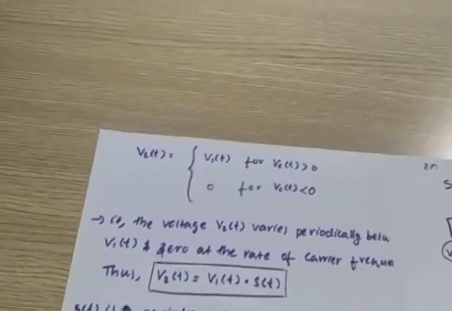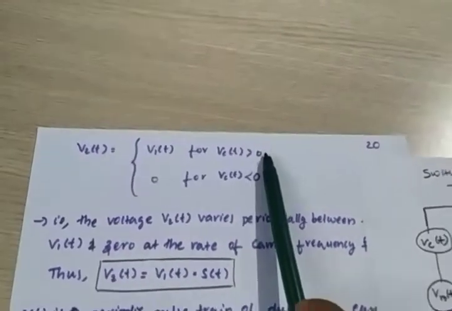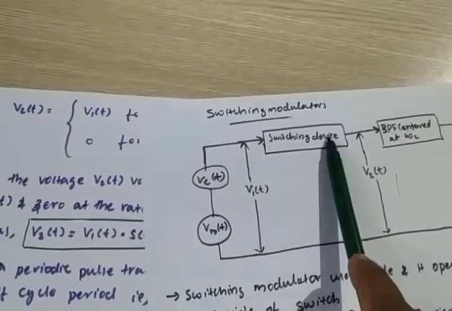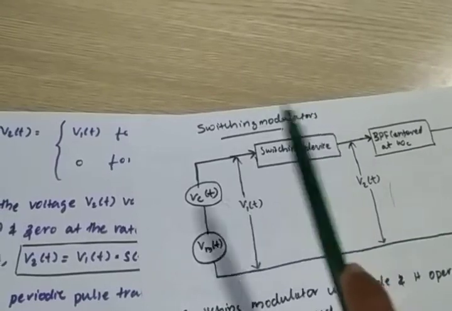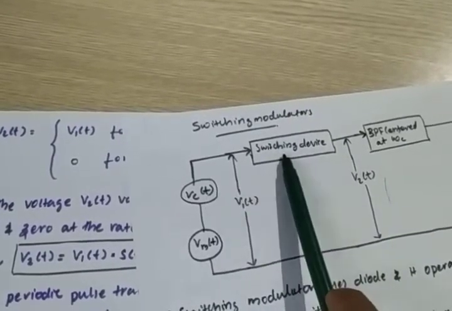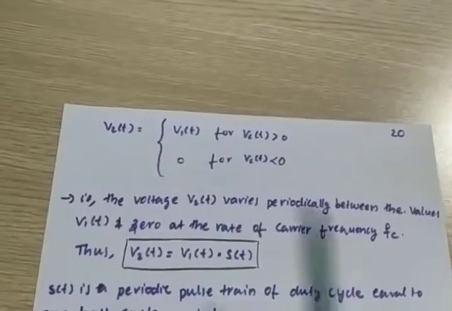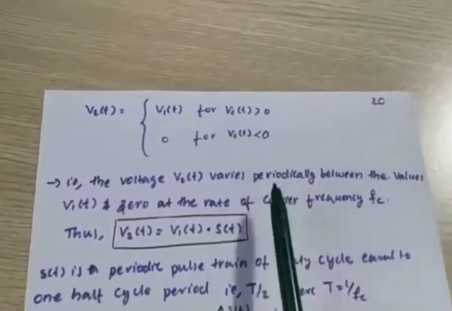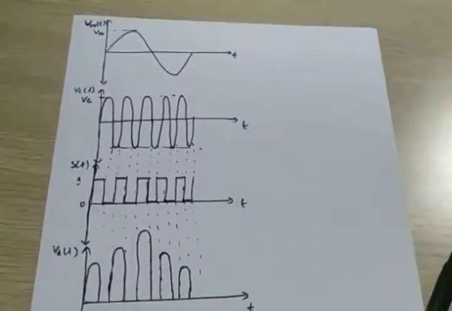ഓക്കെ, V2 of T ഈസ് V1 of T ഫോർ VC ഗ്രേറ്റർ ദാൻ 0. അതായത് ഈ കൊടുക്കുന്ന കാരിയർ വോൾട്ടേജ് ഗ്രേറ്റർ ദാൻ 0 ആണെങ്കിൽ മാത്രമേ സ്വിച്ച് ഓൺ ആവത്തുള്ളൂ. ഫോർ എക്സാമ്പിൾ ഇവിടെ ഡയോഡ് ആണെങ്കിൽ നിങ്ങൾ പോസിറ്റീവ് വോൾട്ടേജ് കൊടുത്താൽ ഡയോഡ് ഓൺ ആകത്തുള്ളൂ, എങ്കിലേ നിങ്ങൾക്ക് ഔട്ട്പുട്ട് കിട്ടത്തുള്ളൂ. അതുകൊണ്ടാണ് ഇതിങ്ങനെ എഴുതിയിരിക്കുന്നത്. V2 of T equal to V1 of T for VC greater than 0 and 0 for VC less than 0. When carrier voltage less than 0 വരുമ്പോൾ ഔട്ട്പുട്ട് ഇല്ല. ഇതാണ് ഐഡിയ.